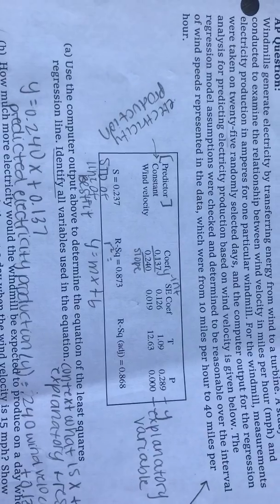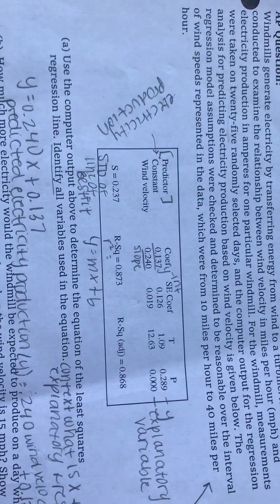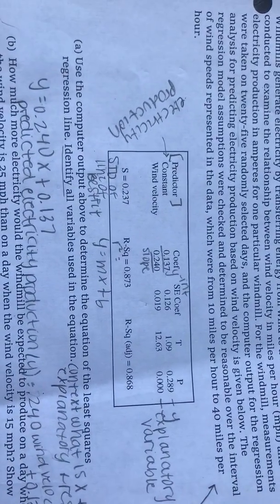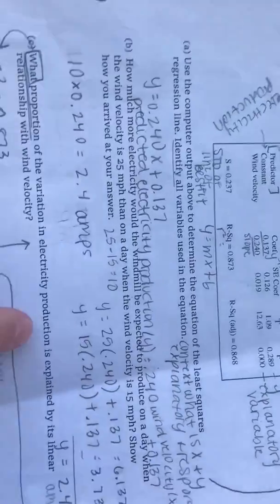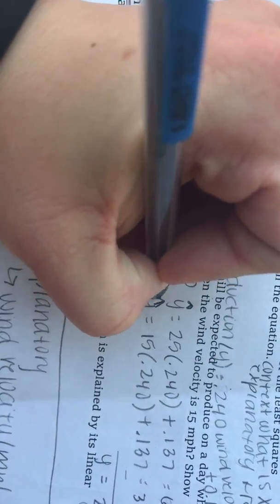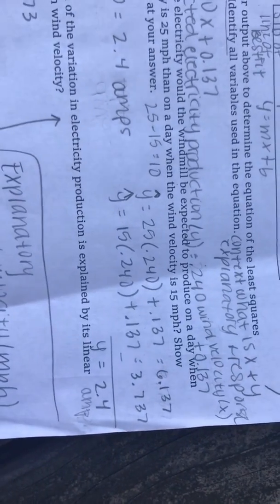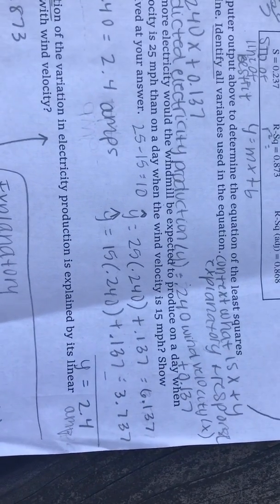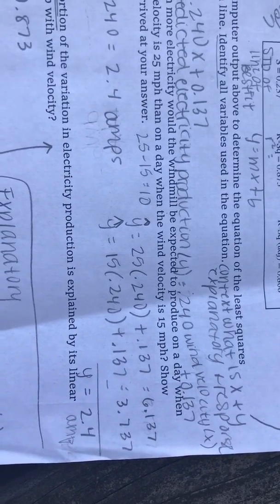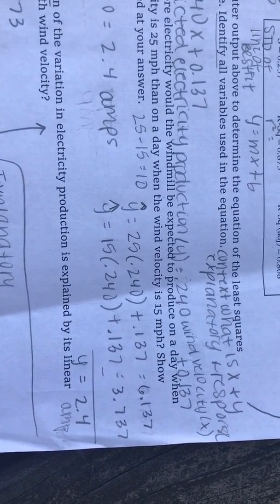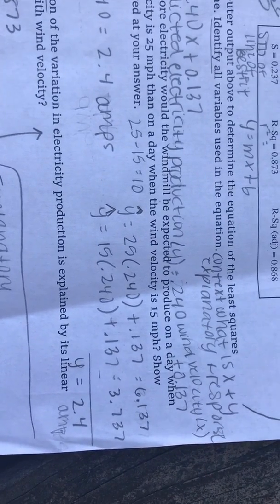To determine how much electricity would be produced on a day with 25 mph of wind velocity compared to a day with 15 mph of wind velocity, we would plug in 25 and 15 into the equation as follows, right here. So it is y hat, not y, because it is the predicted values. And so y hat equals 25 times 0.24 plus 0.137, which equals 6.137. And the other equation is y hat equals 15 times 0.240 plus 0.137, which equals 3.737.